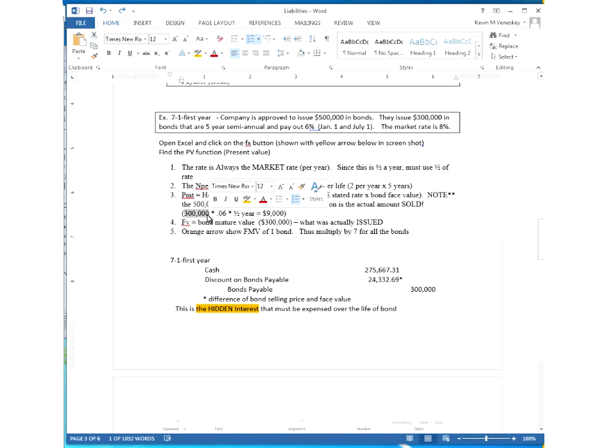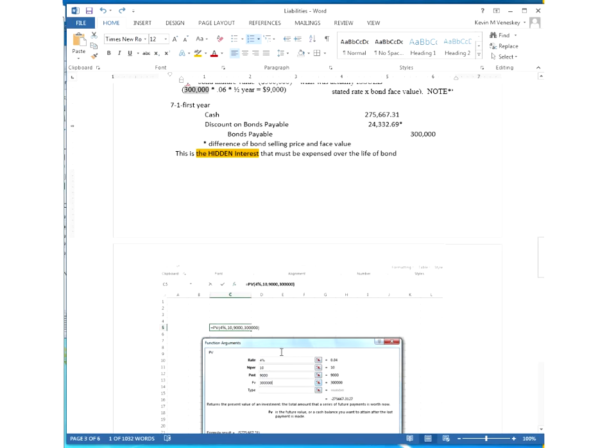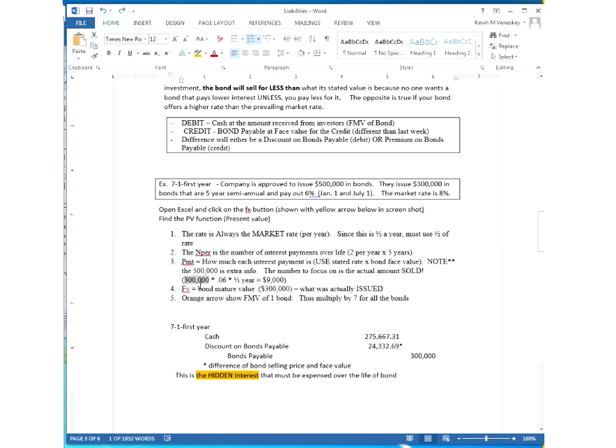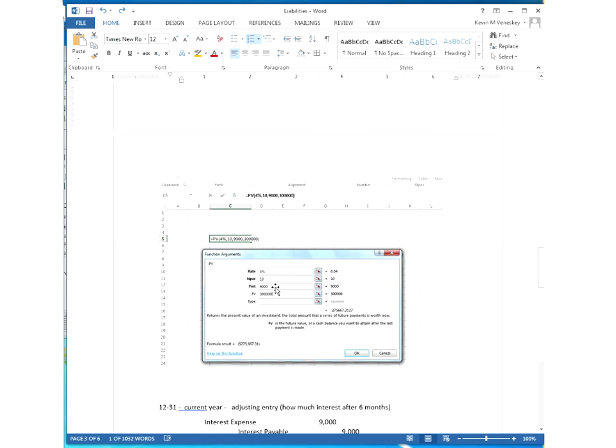I'm going to base it on the actual items listed on my bond sheet. The payment is, what am I going to actually give my investors? I'm going to give them interest at $300,000 because that's what I sold the bonds. That's how much bonds I sold, not $500. $300,000 at 6% times a half a year. So when you do this calculation, you do end up with $9,000 that I'm paying my bondholders every 6 months.